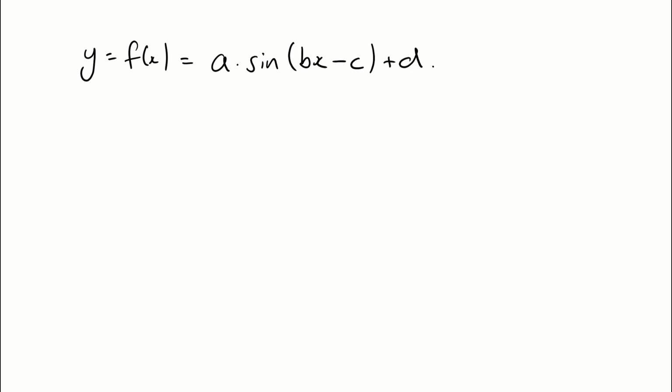So the general equation for a sine function is y, or if you want to call it f of x, equals a times the sine of bx minus c, plus d. And what we know about function transformations is that this a here is going to constitute a vertical dilation. We're going to explore each of these in a little more detail in just a moment.